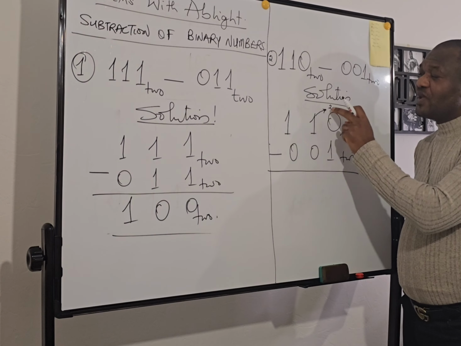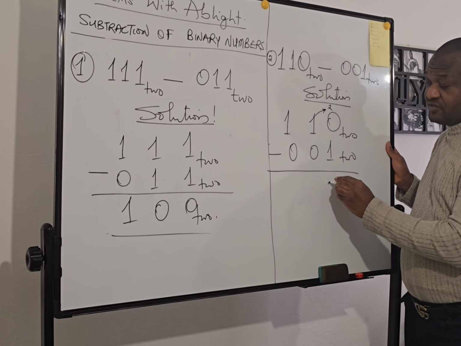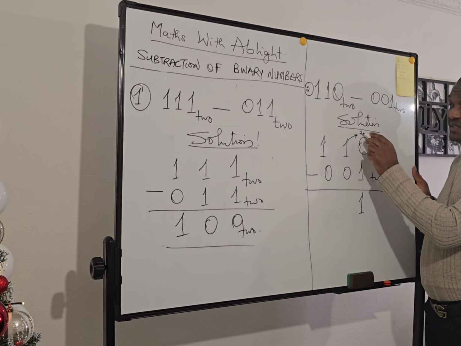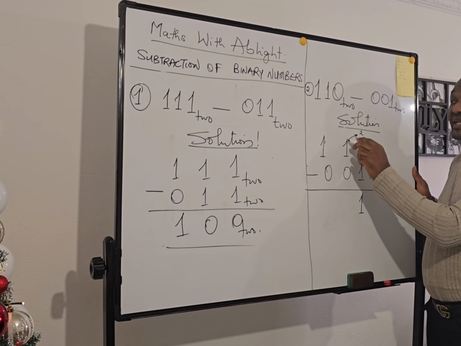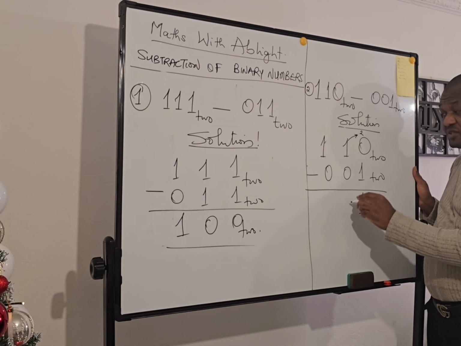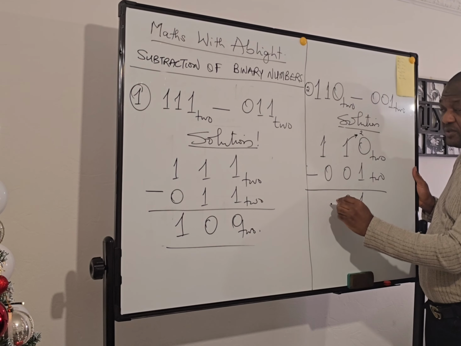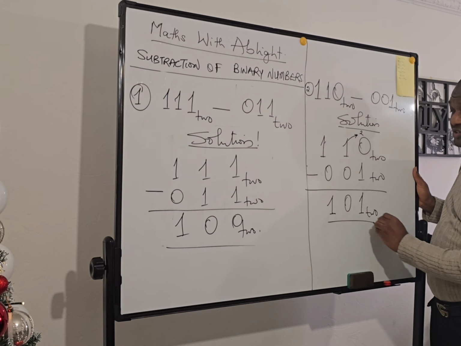So now that you borrow 1 to this side, 2 minus 1 gives you 1. Now you have borrowed this one to this side to make it 2. 2 minus 1 is 1. You are left with 0, 0, 0. 0 minus 0 remains 0. You don't need to borrow. Then 1 minus 0 is 1. And that gives you the answer in base 2.